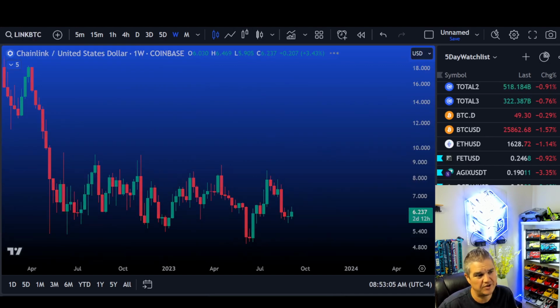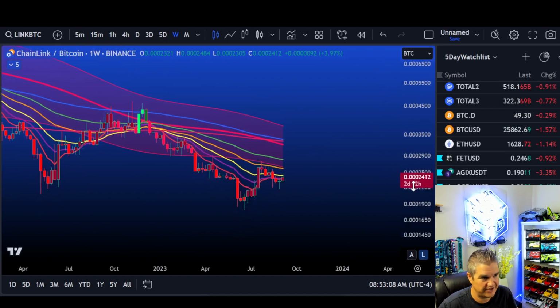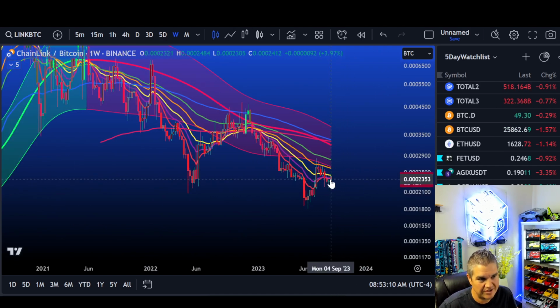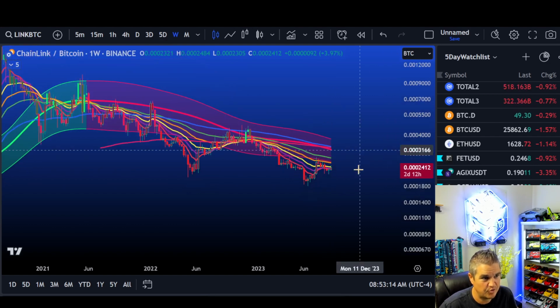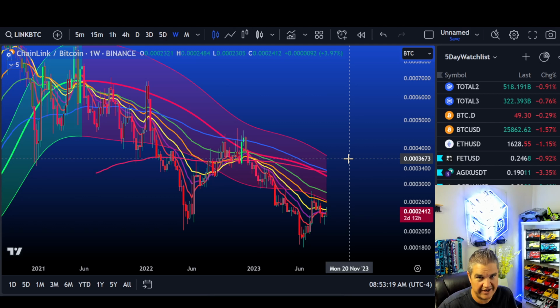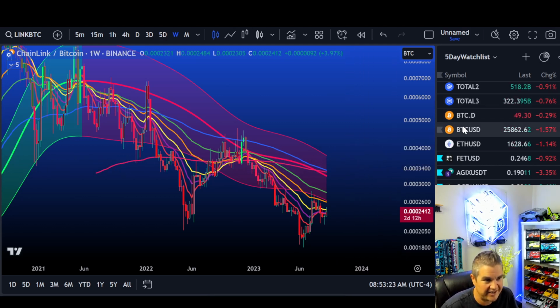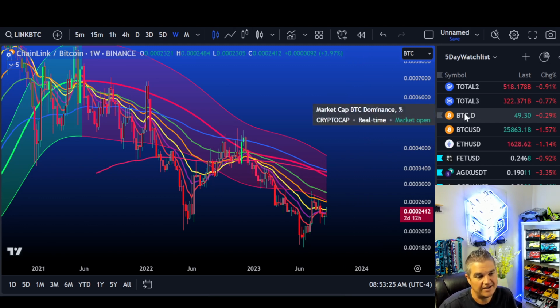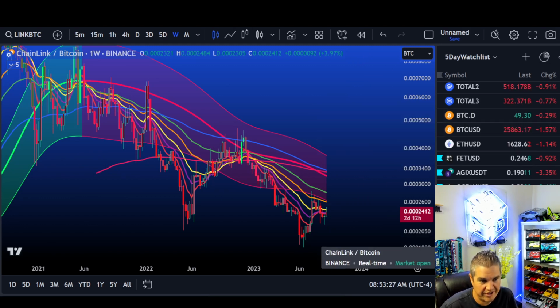How about Link Bitcoin? Let's do a side note on that if you're still here. Link Bitcoin is even lower than Link USD, if you can imagine that. So buying Link with Bitcoin right now is not in your best interest. Buying altcoins with Bitcoin right now is probably not in your best interest. Bitcoin dominance being near 50% and likely trending higher says your altcoins are going to lose value against Bitcoin.